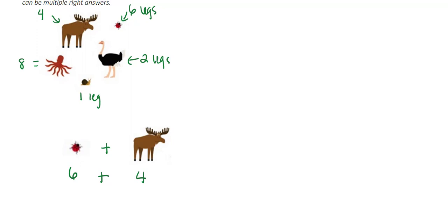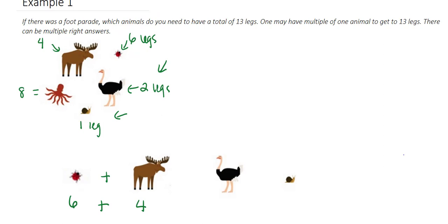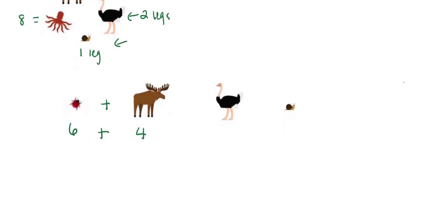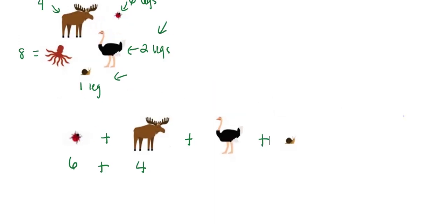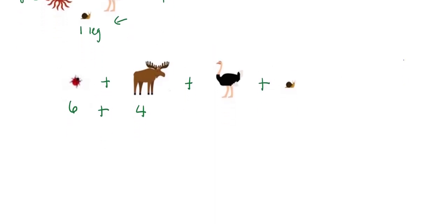So let's go ahead and use, say, the ostrich and a snail. So now we have our ostrich and our snail. So let's go plus 2 plus 1, which would equal 13, because if we count all the legs, that's 6, 10, 11, 12, 13. We have 13 legs, and we used 4 different animals.